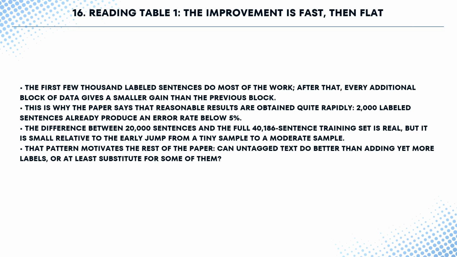And the third point is that the difference between 20,000 and full data is small. This shows a saturation effect. The final point is that this motivates the next question. If more labeled data gives limited gains, then can we use untagged data instead? And this leads us to the next set of experiments using maximum likelihood training.